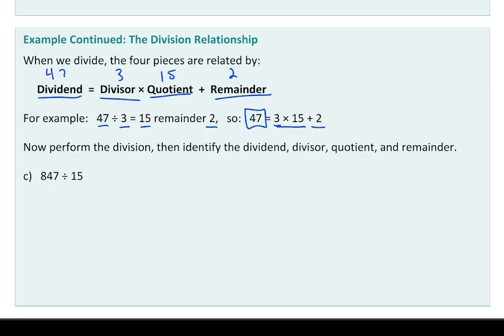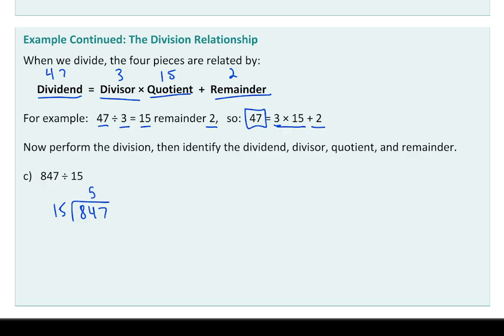So let's do it one more time and then identify the dividend, divisor, quotient, and remainder. This time we have 847 divided by 15. And we think, how many times does 15 go into 84? Well, let's think about multiples of 15. 15 times 4 gets us to 60. 15 times 5 gets us to 75. 15 times 6 pushes us over at 90. That's too high. So 15 times 5 is the best we can do.